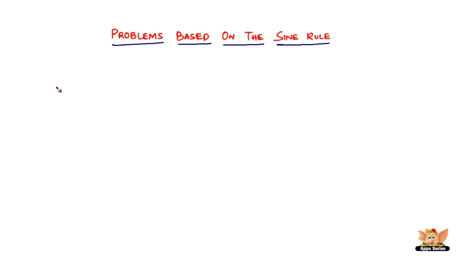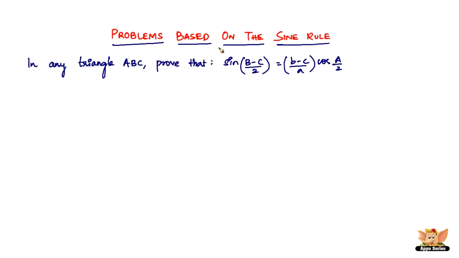In this video, let us continue to solve more problems based on the sine rule. Alright, here we've got a problem which reads like this. It says, in any triangle ABC, prove that sine of (B minus C) by 2 equals (b minus c) divided by a times cosine of A by 2. So this is what we have to prove.